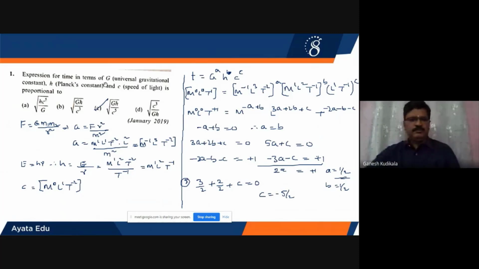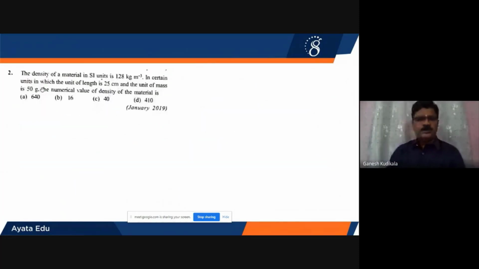Let's move on to the next problem. Okay, this problem, which is given in 2019, is based on the conversion from one system to another system. The unit of density is given as 128 kg per meter cube in certain units. The length will be taken as 25 centimeters and the mass will be taken as 50 grams. The numerical value of density we have to find out.